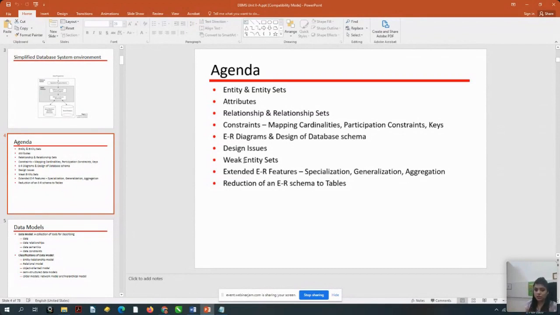Then we have the constraints, which are mapping cardinalities: one to one, one to many, many to one, and many to many. And we have participation constraints, the total participation of an entity to a relationship, or a partial participation. And then various types of keys: super key, candidate key, primary key, alternate key, foreign key.